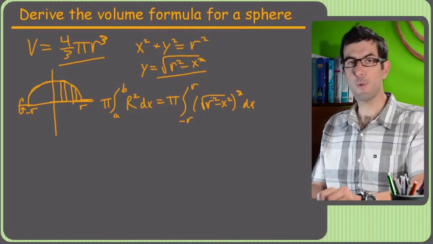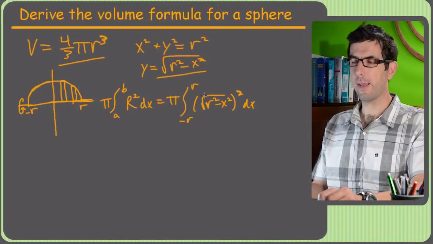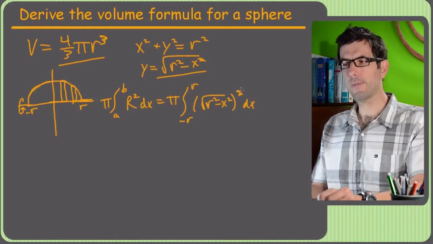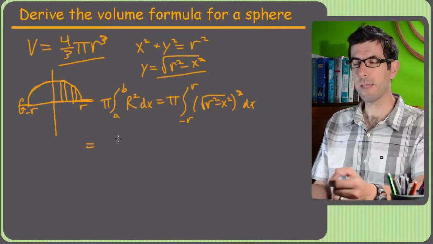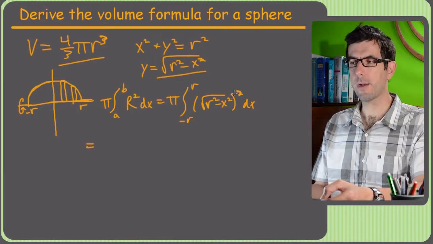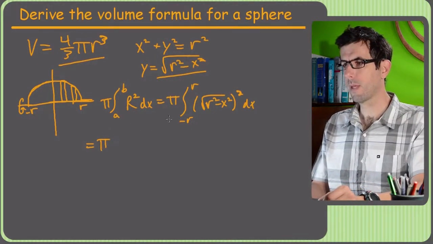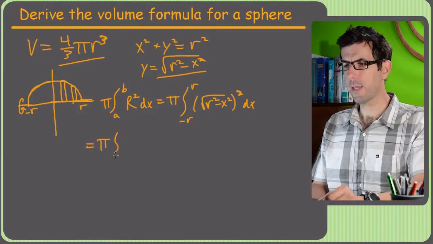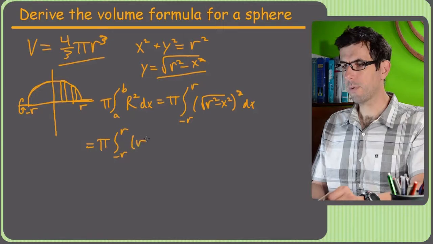You'll notice that once again, very fortunately, the square root, which could have been pretty scary to integrate, gets canceled out by the squared. If you ever come across something you cannot integrate with a disk or washer method, it might be because you forgot the squared that would have canceled out the square root. All right, so all that cancels. We get negative r to r of r squared minus x squared dx. That's an r. Looks like a v.